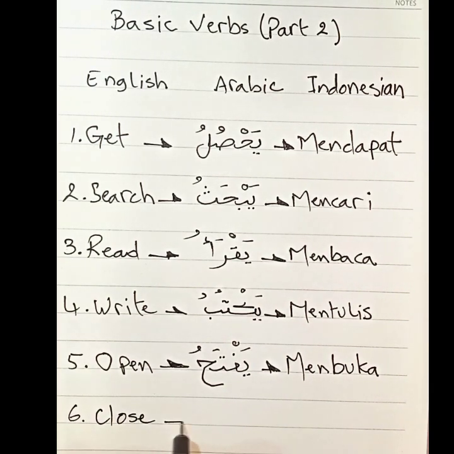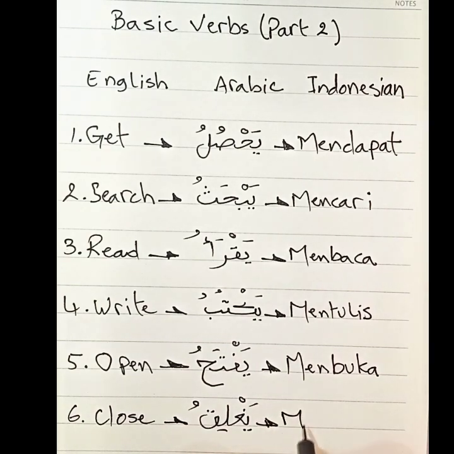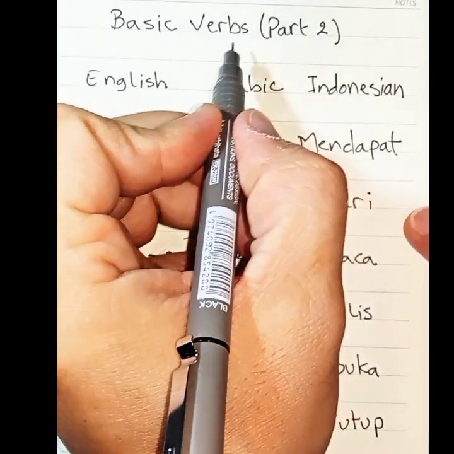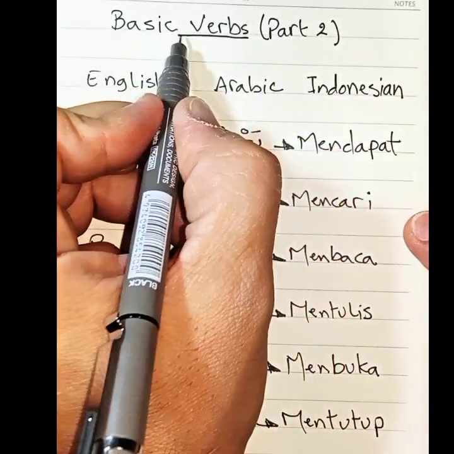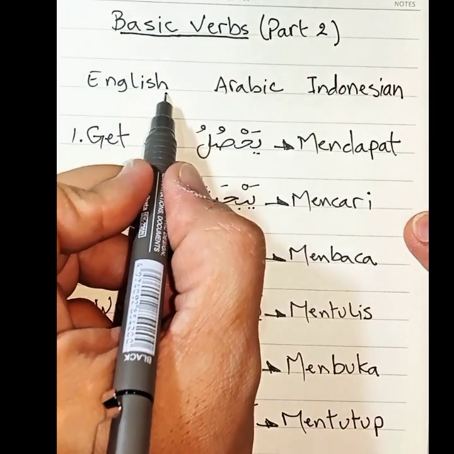What is the opposite of open? It's close. And what is close in Arabic? It's يغلق. What is يغلق in Indonesian? It's mentutup. Tutup or mentutup. All right. So get, search, read, write, open, and close.